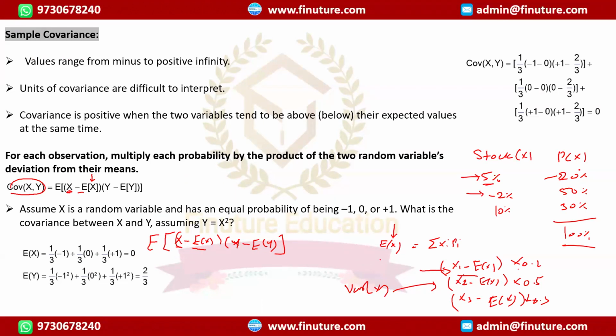Instead of multiplying the first deviation with 20%, I will multiply the deviations from both variables x and y first, then multiply with 20%. Likewise, I can do it for x2 and y2, and finally x3 and y3. Are you able to follow?